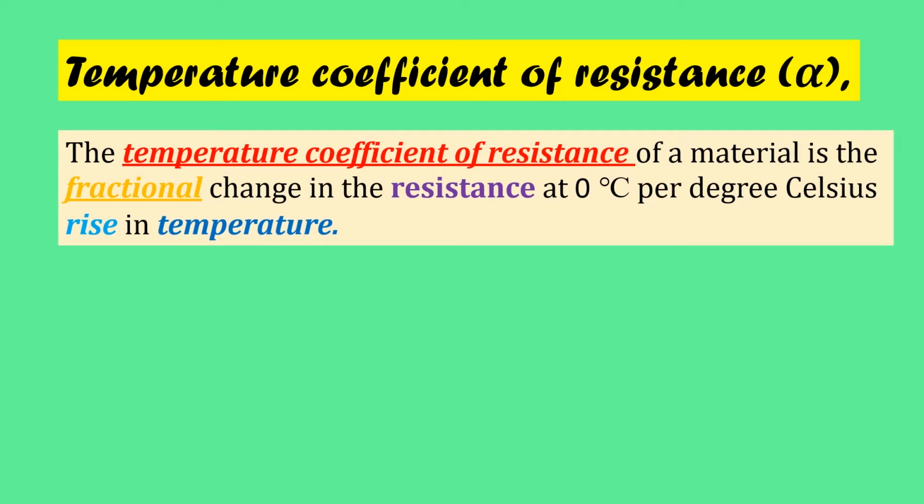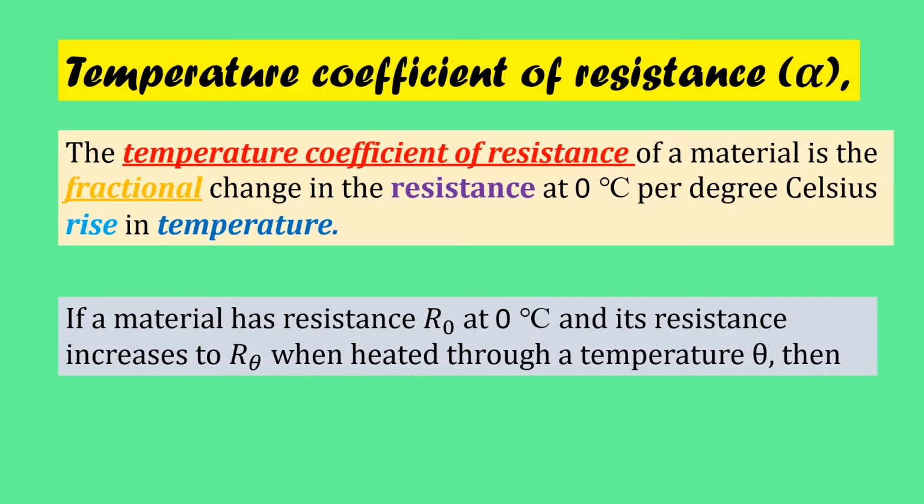What that means is that when you increase the temperature of a conductor, or of the material, what happens to the change in resistance? For some materials, the temperature coefficient of resistance is negative, and for some materials, it is positive. If it is positive, it means that for an increase in temperature, the change in resistance is positive. And when it is negative, it means that for an increase in temperature, the change in resistance is negative.